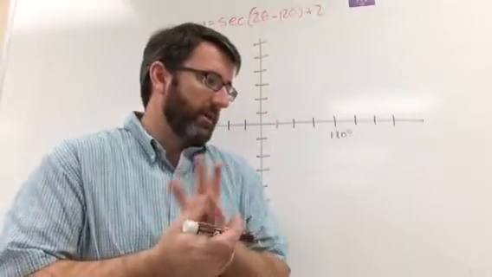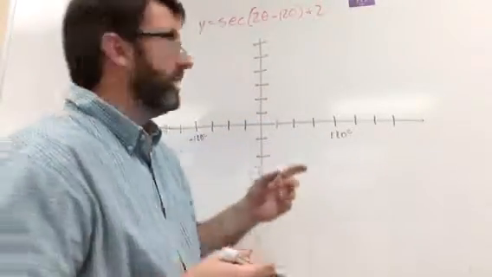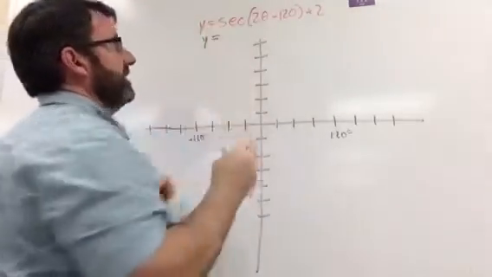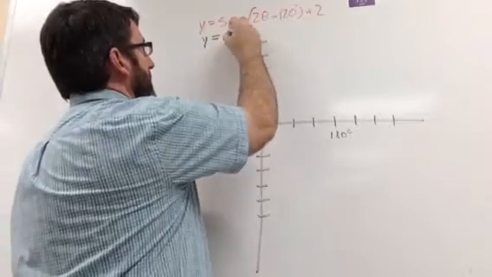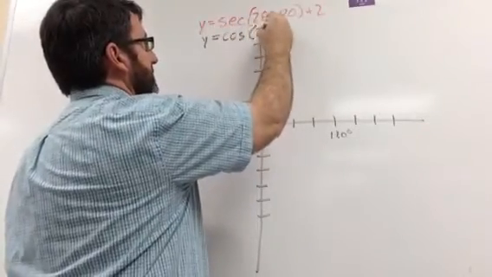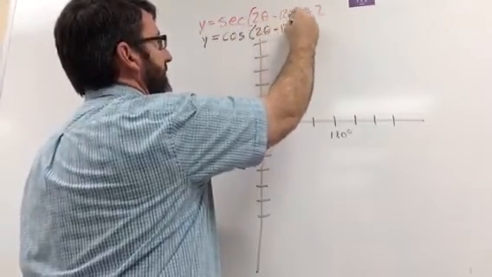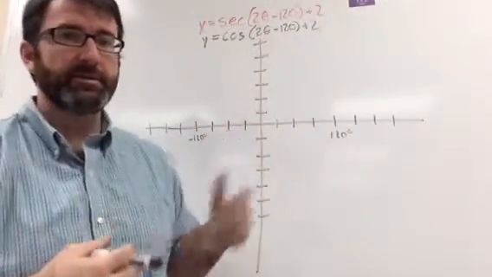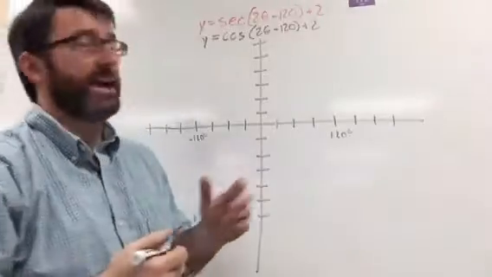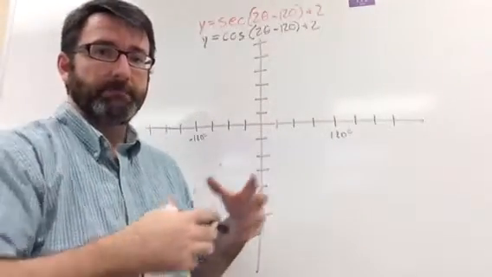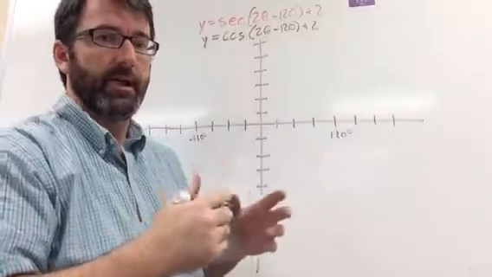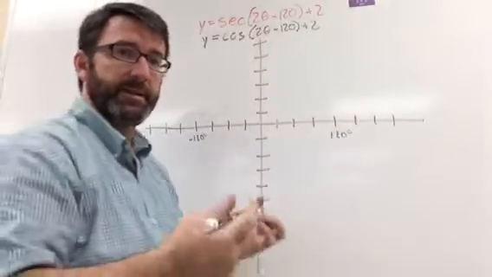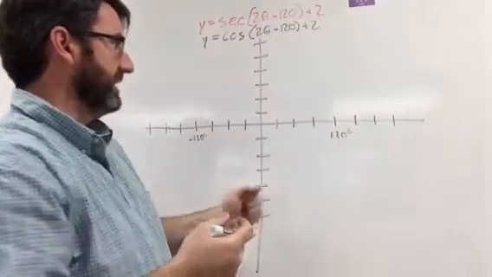All right, number three. For this secant function, we're going to first graph the cosine function. So y equals cosine of 2 theta minus 120 plus 2. Because the cosine is going to be the reciprocal of the secant, and so that'll help us know where our asymptotes are going to be, and if we can graph the cosine function, then we can graph the secant function fairly easily.